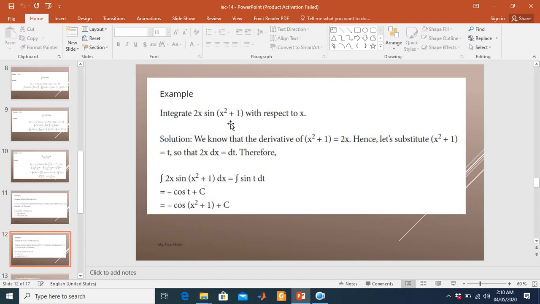Now integrate this function with respect to x. Substitute x square plus 1 equals t. You can also use u or any variable. 2x dx equals dt. Then putting in the function, it becomes this, and taking integration of simple sin t, it becomes minus cos t plus c. Putting the value of t, this is the answer.